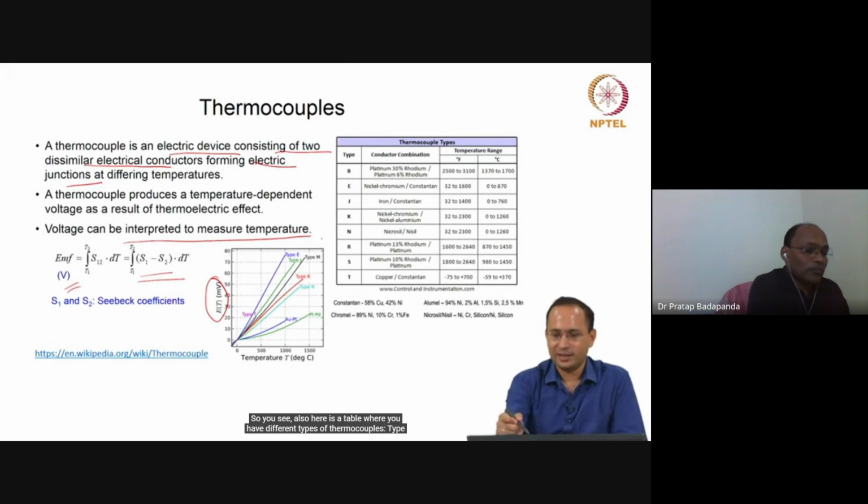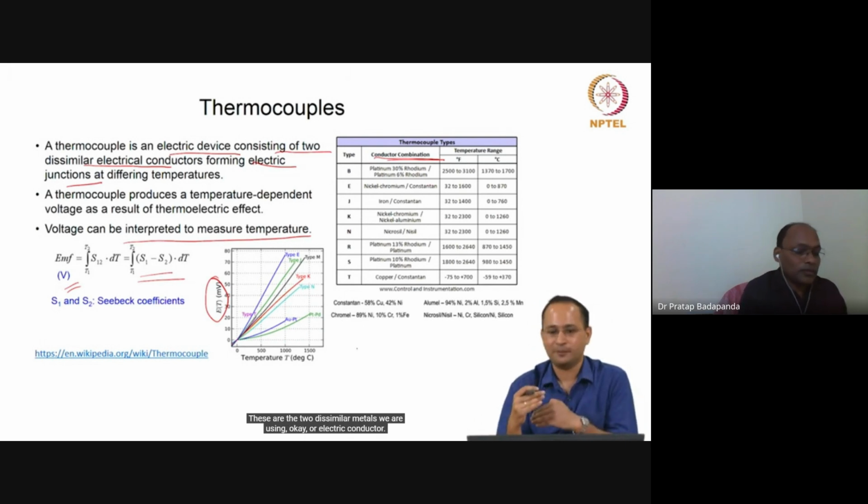Here is a table with different types of thermocouples: type B, type E, type J, K, N, R, S, T. Notice the conductor combination. It depends on what kind of material you are using. In type B you have platinum 30% rhodium and platinum 6% rhodium. These are the two dissimilar metals, or electric conductors, that we are using.